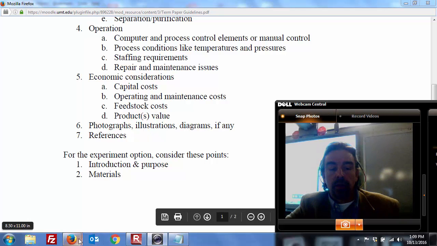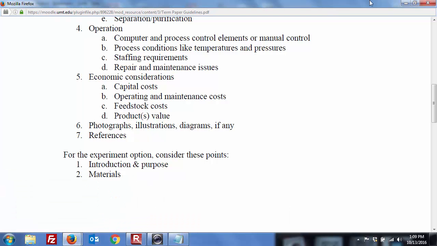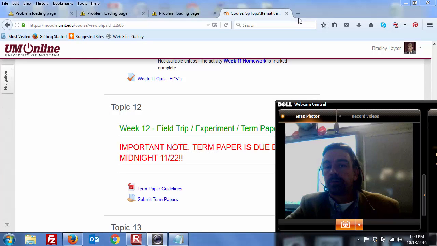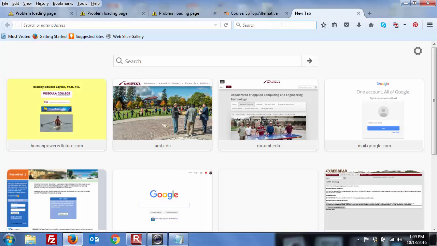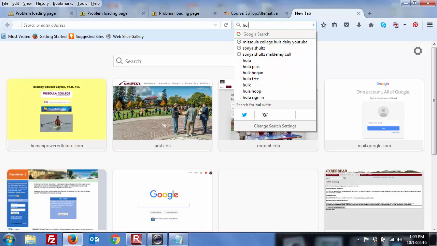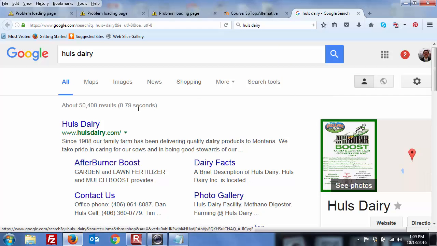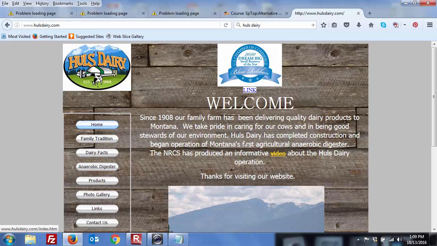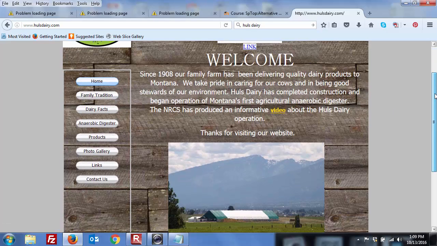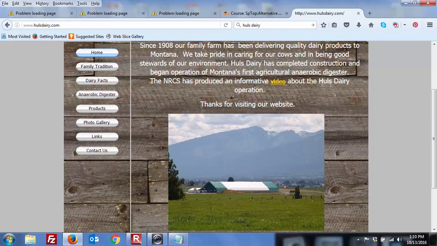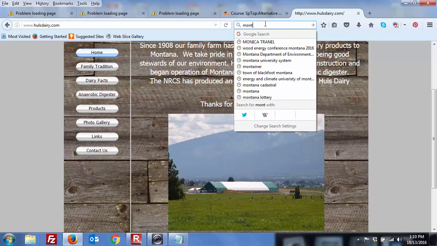Field trips that I would consider, I'll go through a few here. One would be Hull's Dairy. They're right here in Montana. You can go and talk to them. Pretty innovative operation. Right there is their anaerobic digester, so you can make that one. Another one would be Montana.